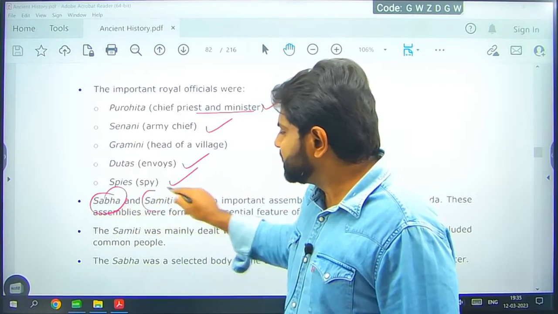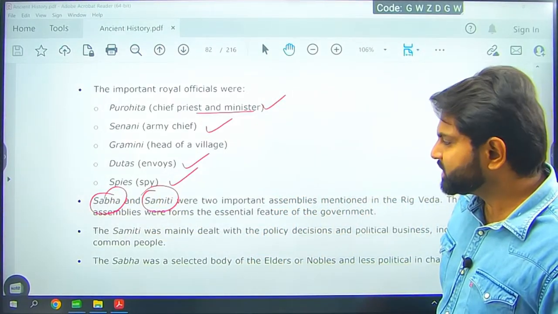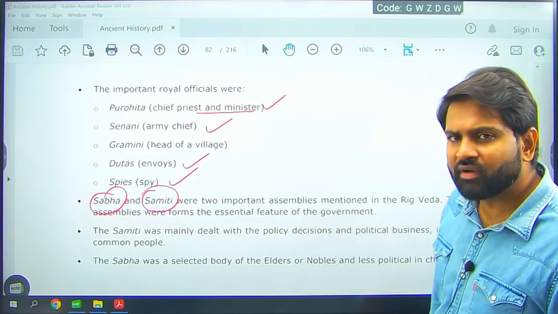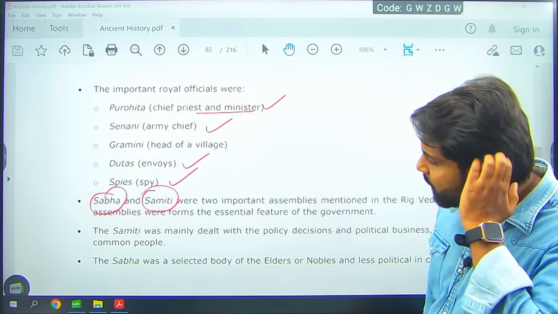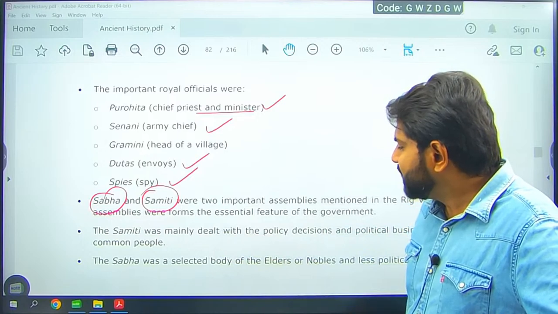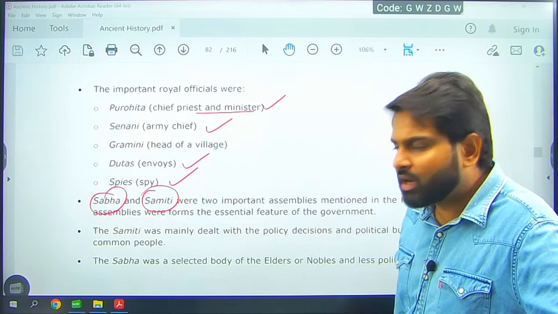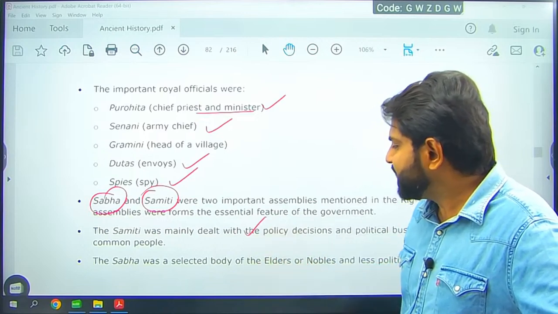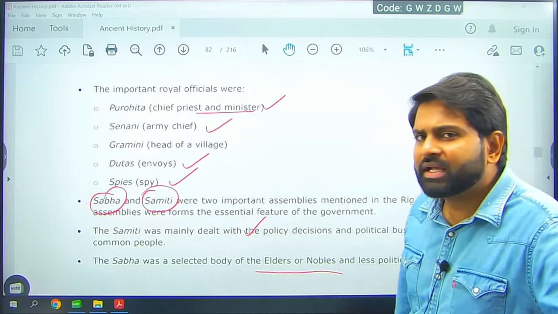Sabha and Samiti were two important assemblies mentioned in the Rigveda. These assemblies were essential features of government. Like we have assembly, parliament, Lok Sabha, Rajya Sabha now, Sabha and Samiti were there. Samiti mainly dealt with policy decisions and political business and included common people. The Sabha was a selected body of elderly people and nobles, less political in character.